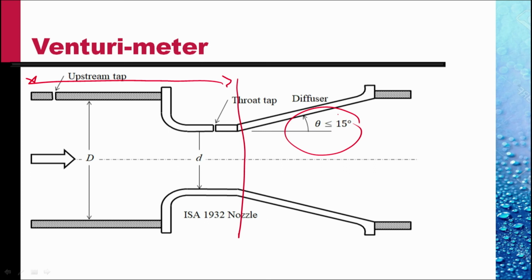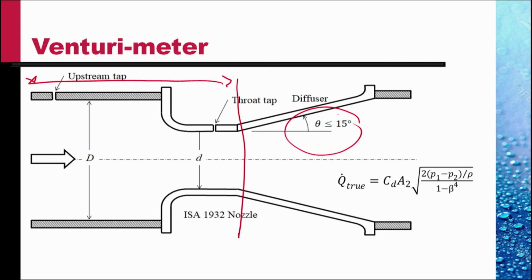So that the jet that comes out of the nozzle expands slowly and does not separate from the wall. So the recirculating eddies are not formed in that region. And because they are not formed in that region, there is very little pressure loss. So a Venturi-meter is a very good device, except it is expensive, and it's difficult to install.